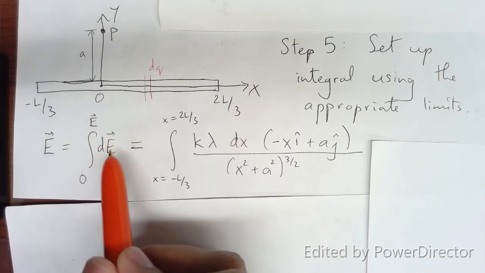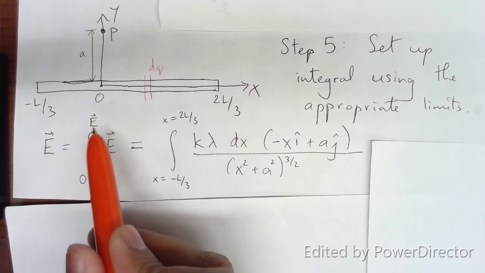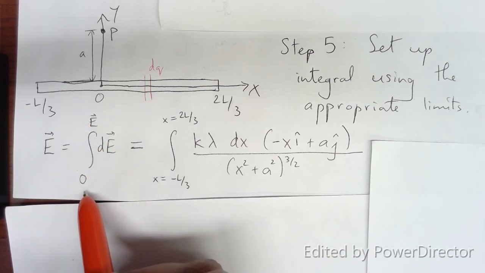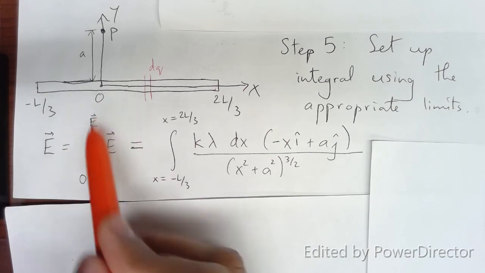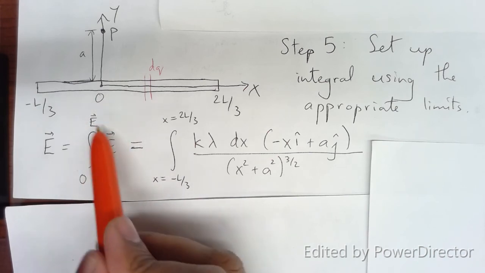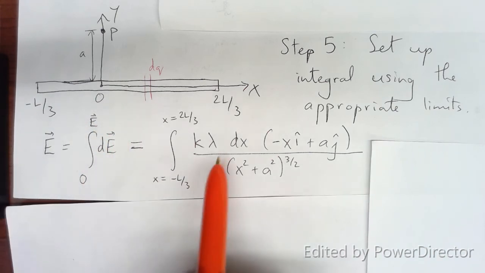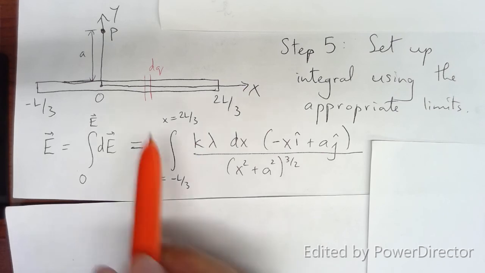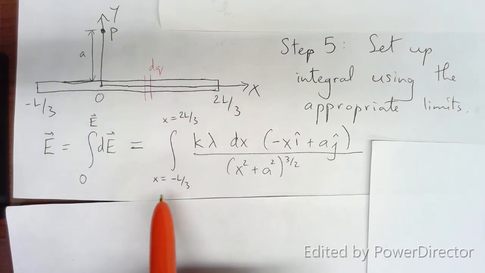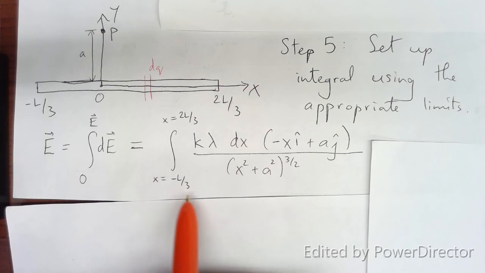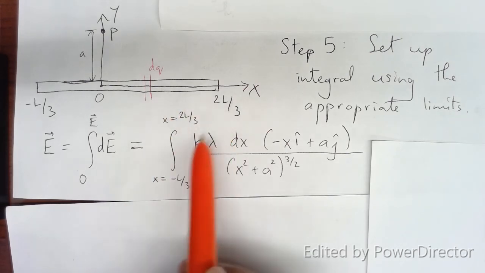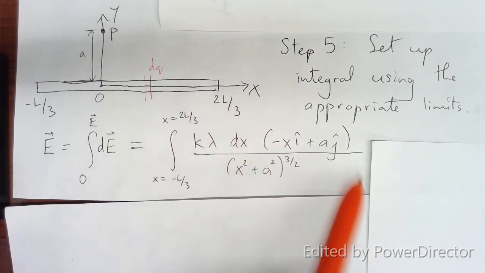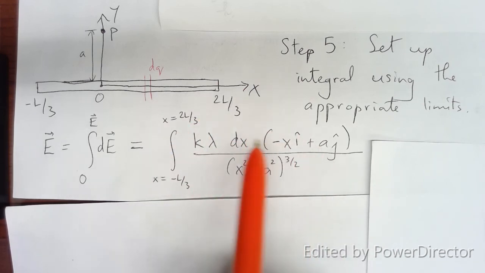So we're integrating the dE from 0 to E. When there were no little pieces, we had 0 electric field. When we had all the pieces and added up all the contributions, we get the total electric field E. And on this side, our variable of integration is x. So we look at how x changes as dq moves around. And we see that one limit of x is x equals minus L over 3, and the other limit is x equals 2L over 3. And all this is inside the integral.